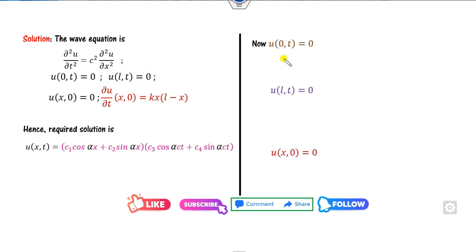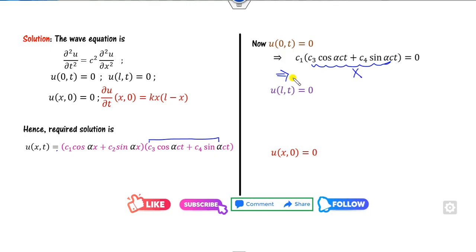Let's see the first case, x is equal to 0. I can apply this condition. So it is c1, and x equal to 0 gives 0, so c3 cos alpha c t plus c4 sin alpha c t. Clearly this number can never be 0, because otherwise u will be 0.